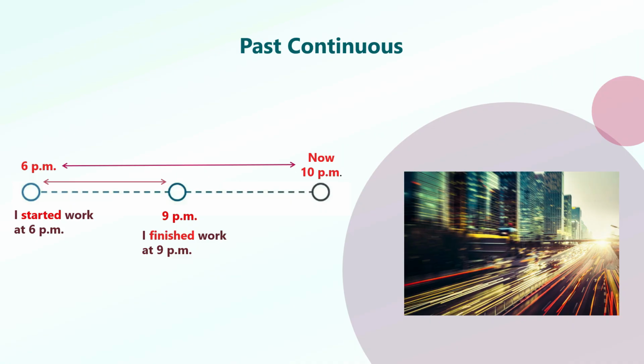But if you want to talk about the period from 6 p.m. to 9 p.m. and emphasize that it continued for some time, you would say, "I was working from 6 p.m. to 9 p.m." This "I was working" is past continuous. Alright? That's the basic idea. Now let's see how we form it.